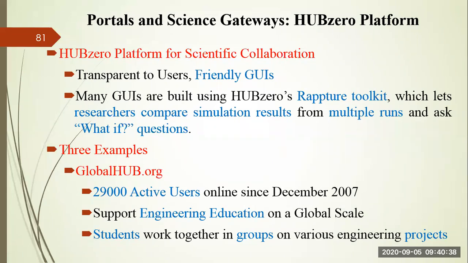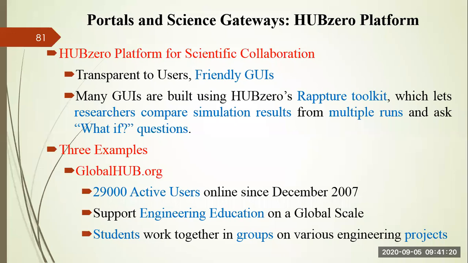This particular toolkit lets the researcher compare simulation results. Suppose you have developed one algorithm, and earlier there are 5-6 algorithms. You want to compare your results with other results. That can be done by this HubZero Rappture toolkit. You can do multiple runs. For example, you run a particular work 5 times and take the average. That is called multiple runs, because one time you may get a different result, but if you execute 5, 10 or 20 times and aggregate the result, it will be less prone to error. And you can ask what-if questions.